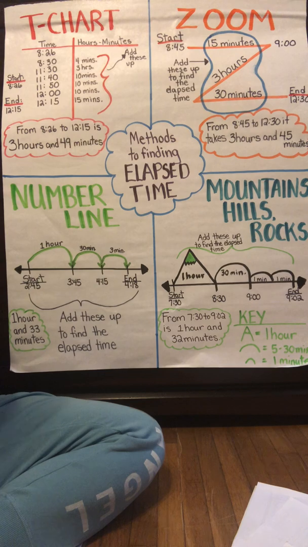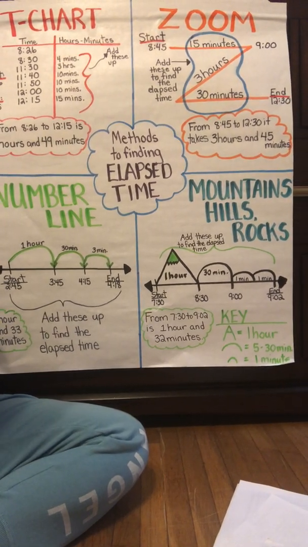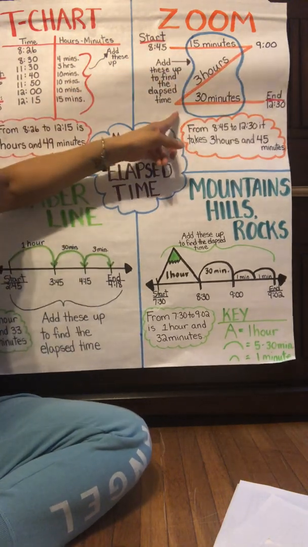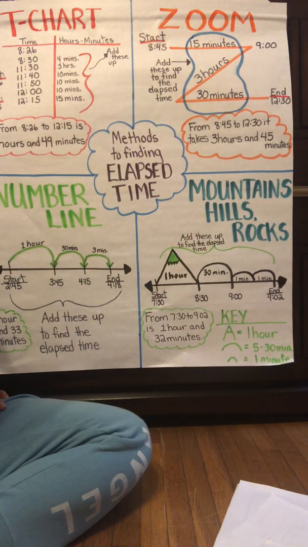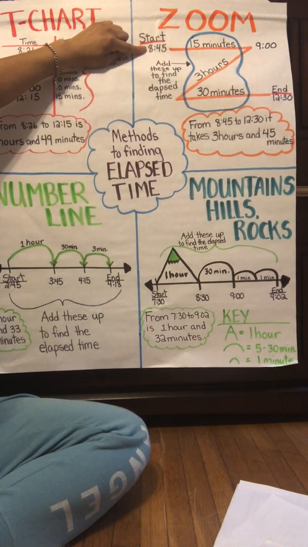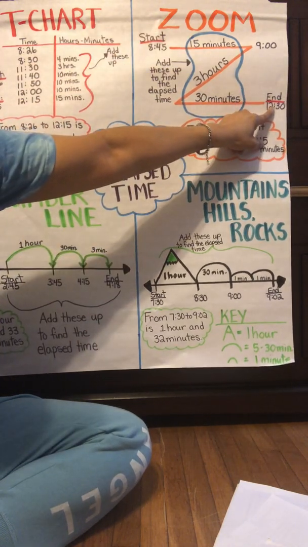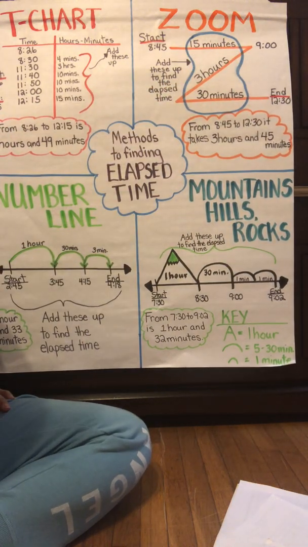Next is called Zoom. Zoom is another strategy that you can use to help you find elapsed time. Now Zoom's a little confusing, but I'm just giving it to you to show you how it can be used. You write the letter Z like I did here in orange. And if you know the start time and the ending time, this is how you write it. The start time goes at the top of the Z, so here it's 8:45. The end time is 12:30. Everything in between the Z is your elapsed time.